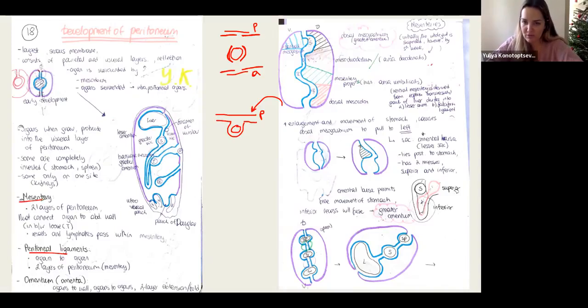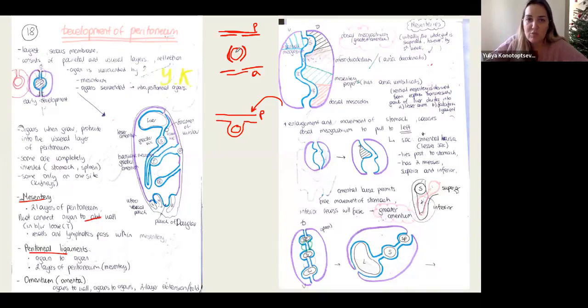So what is mesentery? Mesentery is two layers of peritoneum that are connecting an organ to the body wall. Which two layers, to be more specific? It's always going to be visceral. So I repeat, parietal is only on the body wall. We don't care about it. We never see it pretty much. It's only on the body wall. We couldn't care less about it.